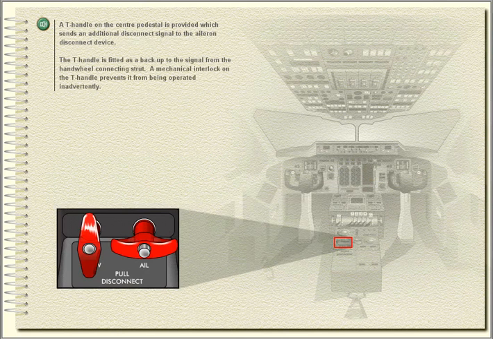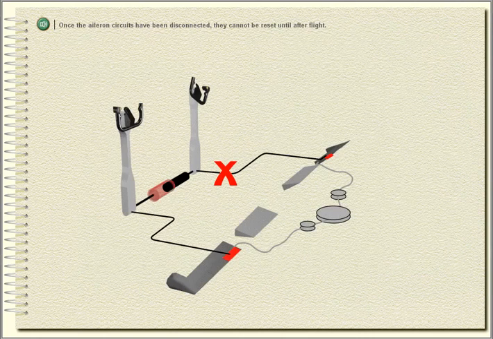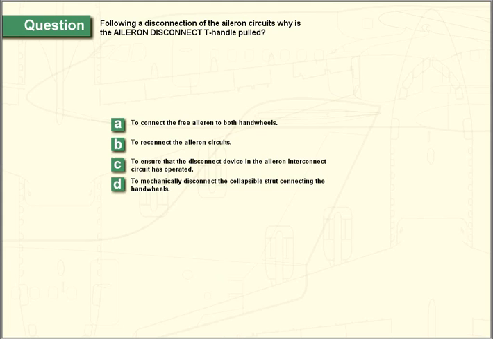A T-handle on the center pedestal is provided, which sends an additional disconnect signal to the aileron disconnect device. The T-handle is fitted as a backup to the signal from the hand wheel connecting strut. A mechanical interlock on the T-handle prevents it from being operated inadvertently. Once the aileron circuits have been disconnected, they cannot be reset until after flight.